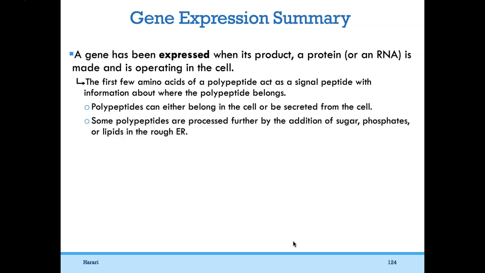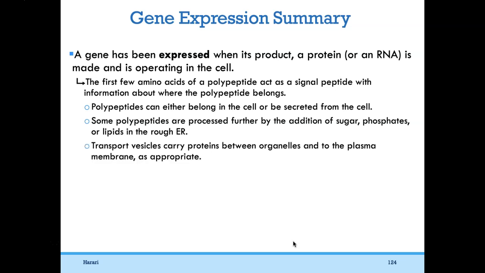The polypeptides can be processed further. So sometimes they need to have sugars, phosphates, or lipids added. And that can happen in the rough endoplasmic reticulum. And the Golgi apparatus also adds some post-translational modifications. We know from the Golgi apparatus that transport vesicles can carry these proteins between organelles and to the plasma membrane as appropriate.